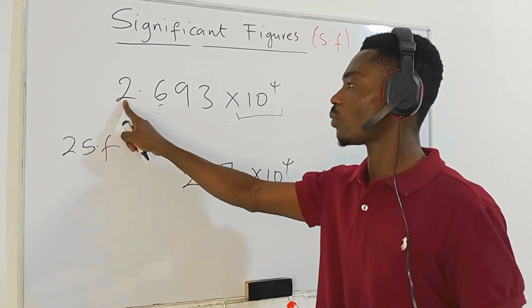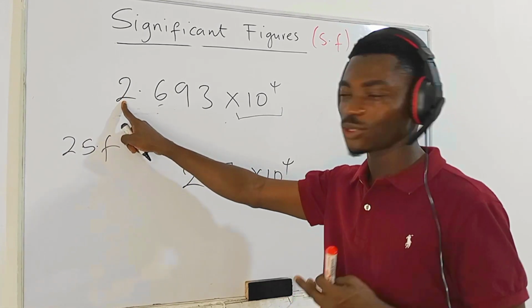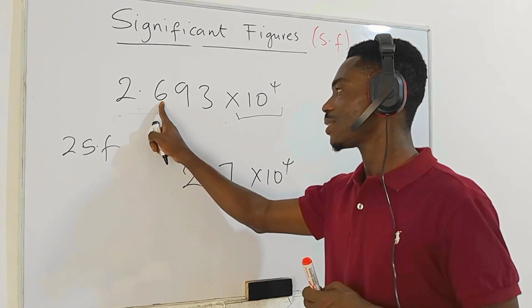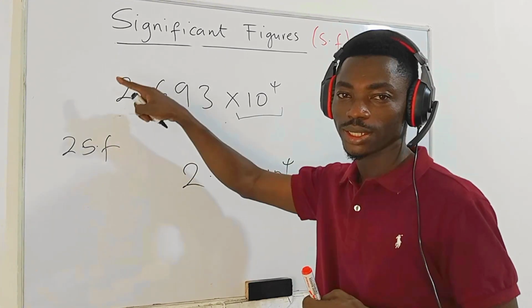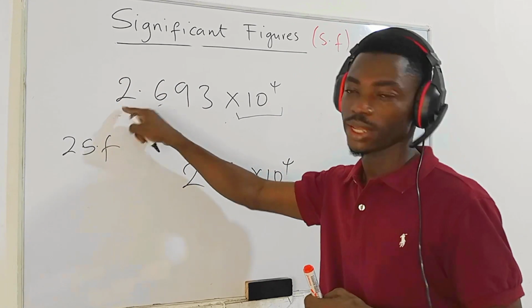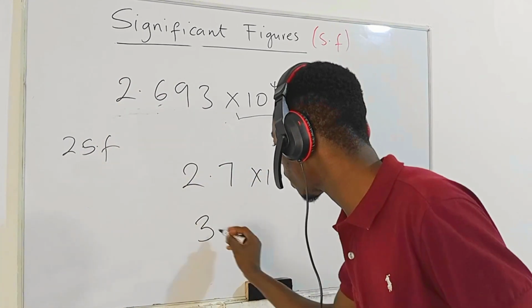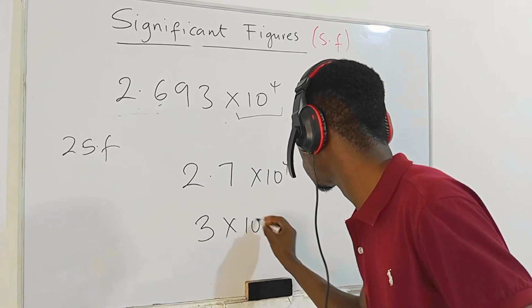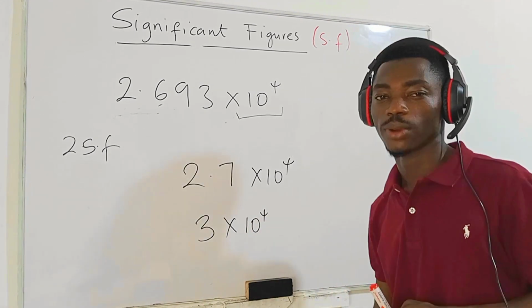Counting from this side, 1, we are on this number. The number next to that is 6, which is more than 5. We add 1 to this one, making 3. So we are going to have 3 times 10 to the power 4, and you are done.